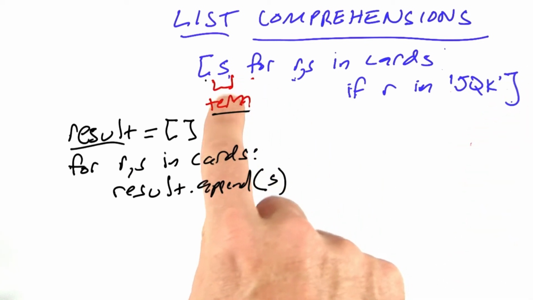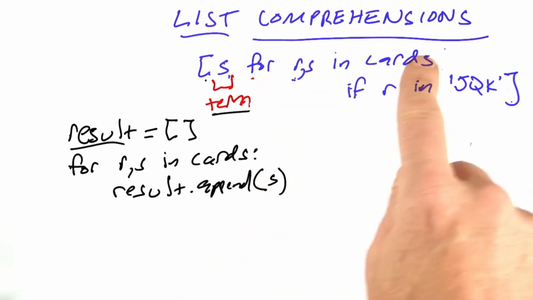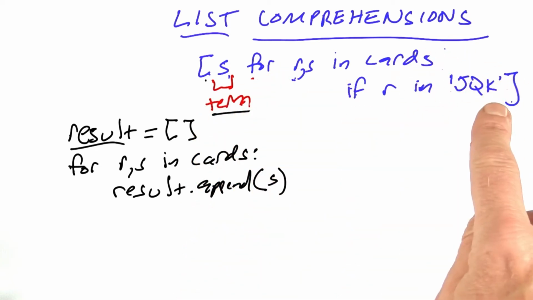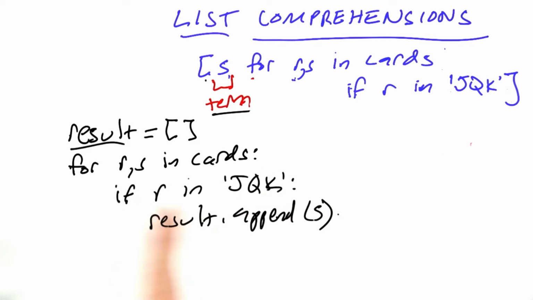So I've got the term I'm building up, I've got one for loop controlling it, and now I've got an if statement, and that's as if we'd written this code. If we had inserted inside the for loop an if statement and then only done the appending of the term S if the if statement is true.